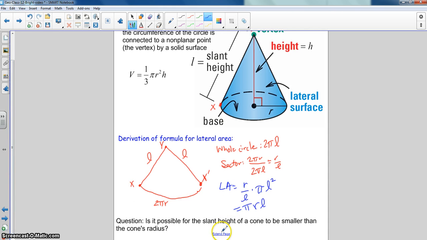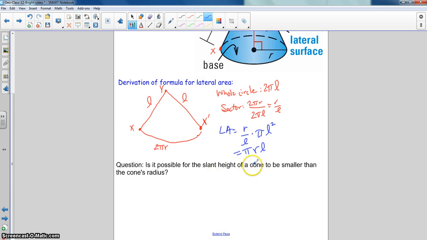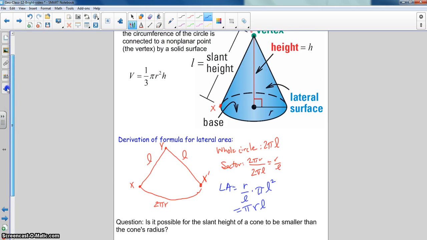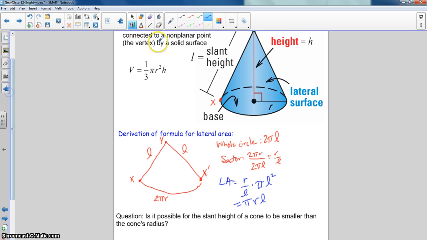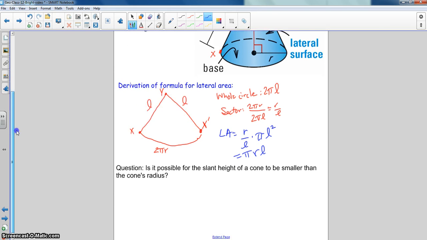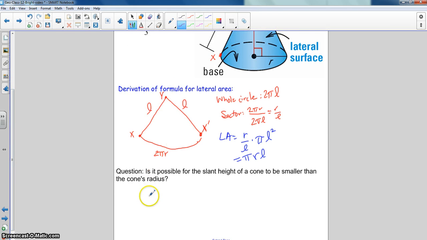My question here is: is it possible for the slant height of a cone to be smaller than the cone's radius? One of the strategies when we're dealing with three-dimensional figures is trying to visualize them in two dimensions. If I look at this diagram here, my slant height is this diagonal distance, r is here, and height is here. So really what I'm seeing is a right triangle.